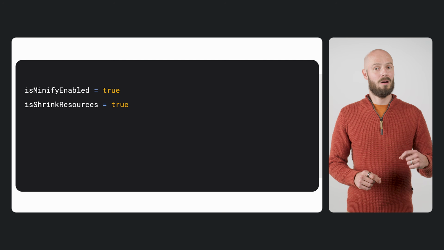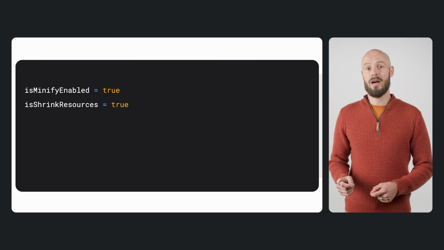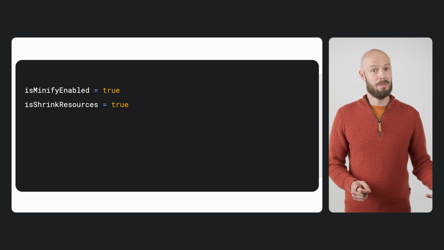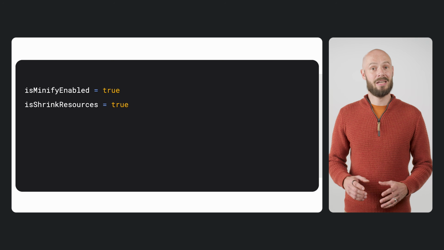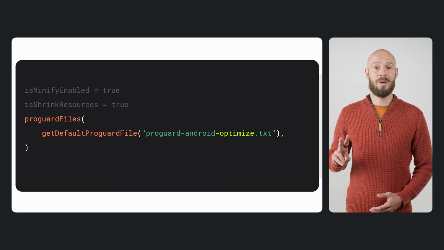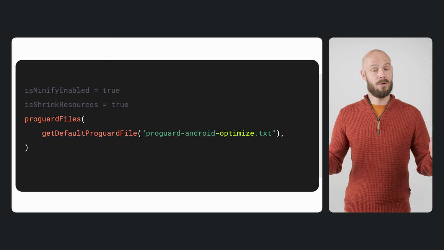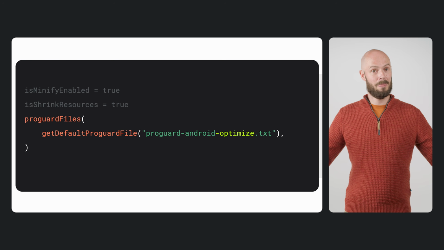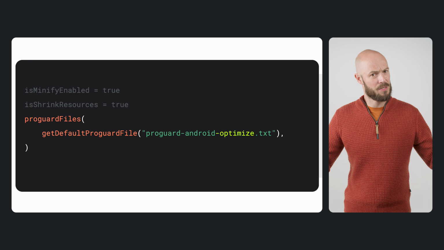Now, open your app's build file and verify that minification and resource shrinking are enabled. These instructions actually enable R8. The Android SDK provides two sets of basic instructions for the R8 optimizer: proguard-android and proguard-android-optimize. But which one should you use?